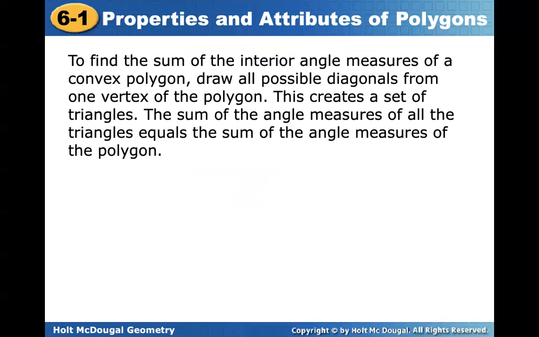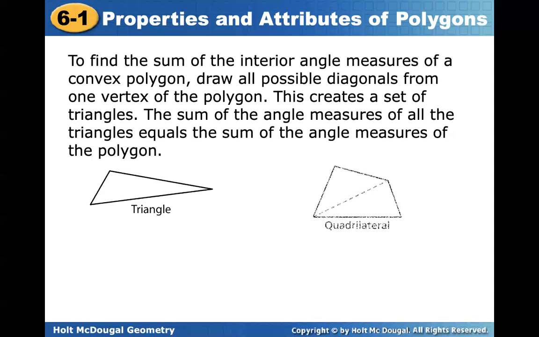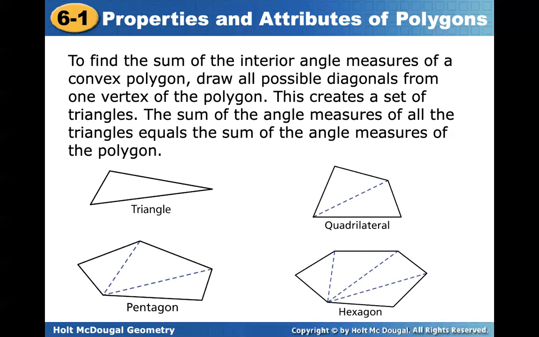To find the sum of the interior angle measures of a convex polygon, we draw all possible diagonals from one vertex of the polygon. This creates a set of triangles. The sum of the angle measures of all the triangles equals the sum of the angle measures of the polygon. A triangle, of course, has interior angles with a sum of 180 degrees. So this one's 180.